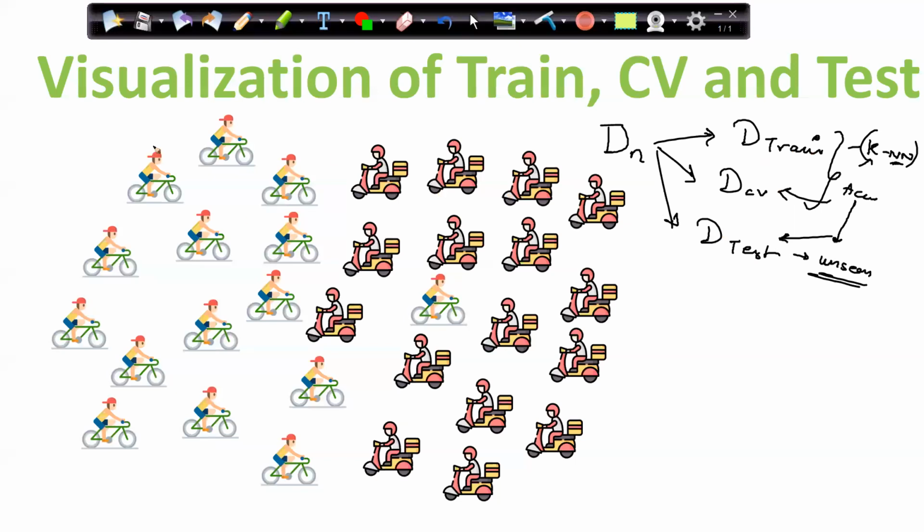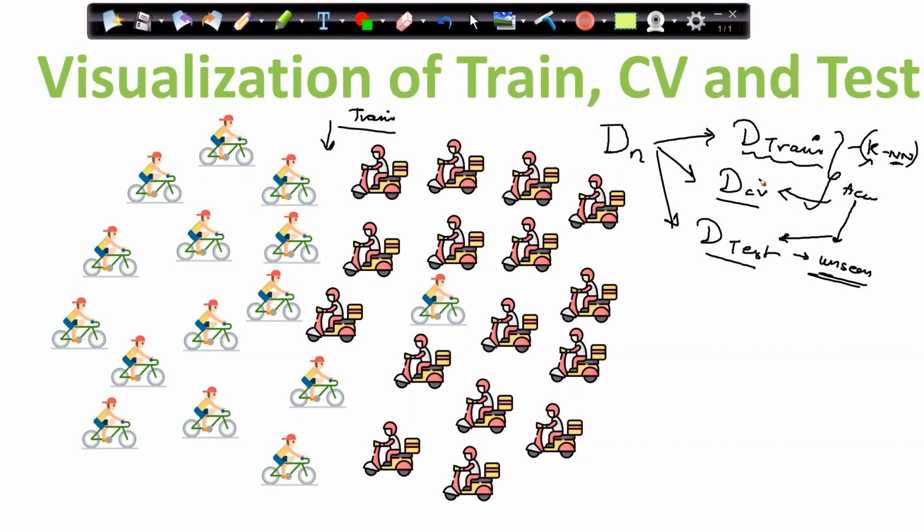So this data which we have, the colorful scooters and cycles, is basically the train data. And from the understanding, we can clearly say that my CV data and my test data will not be the same. It will be different, right? I had DN, I divided that into three parts. This is one part of that, the train data, where I am going to train my model.